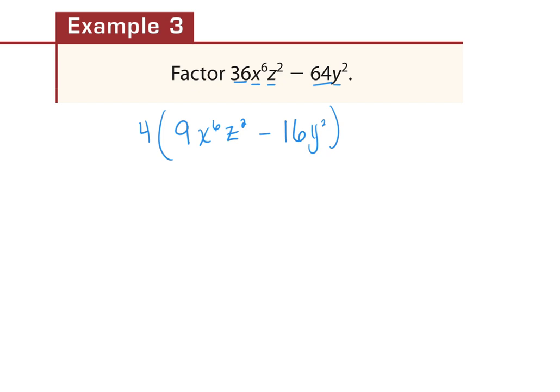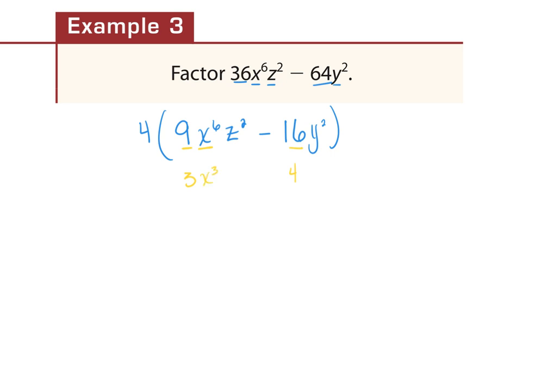Now I'm going to see if I can go further. So I'm going to look at my numbers first. Does 9 have a perfect root? 3. What about 16? 4. Let's look at my variables. Any variable to an even exponent will have a perfect root. Just divide it by 2. All right? So the perfect root of x to the 6th is 6 divided by 2, x cubed.